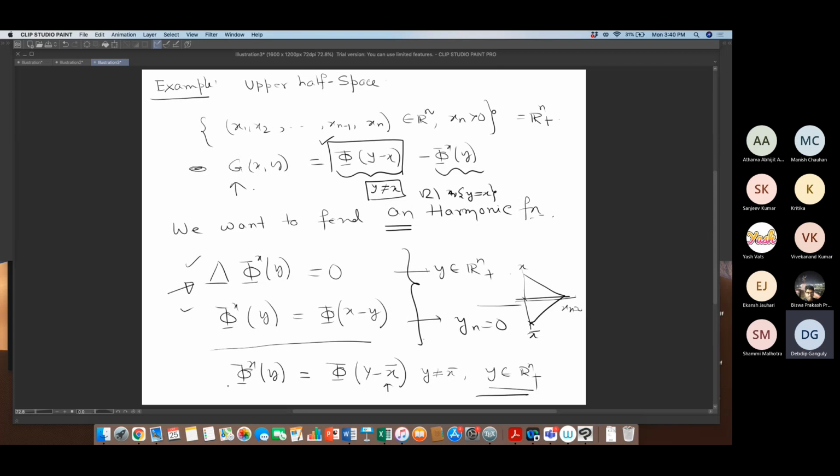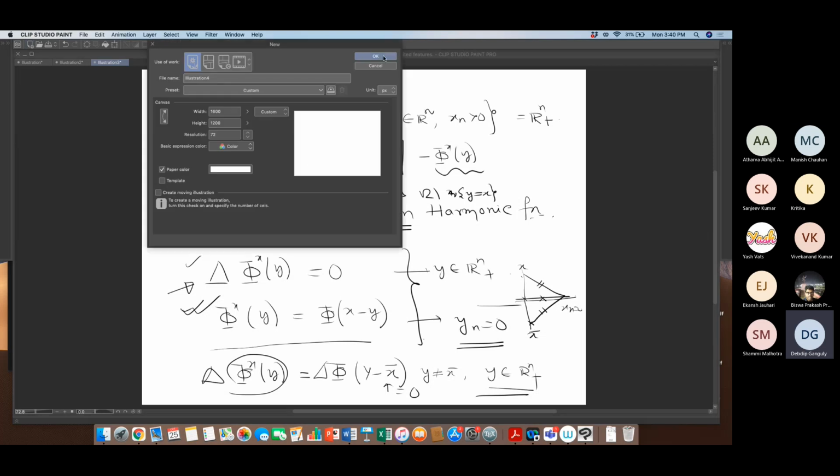So if you take the Laplacian, it has to be 0, right? Because y is never equal to x bar. So it's a very nice harmonic function, and because I have taken the reflection, the distance from this point to x and from this point to x bar is the same, and that is why we can conclude that it will also satisfy the boundary condition, that is, when y is in the plane x_n equal to 0. Okay, so this is our example.